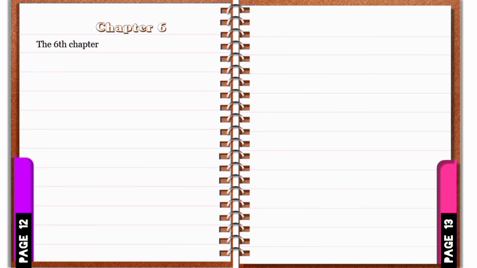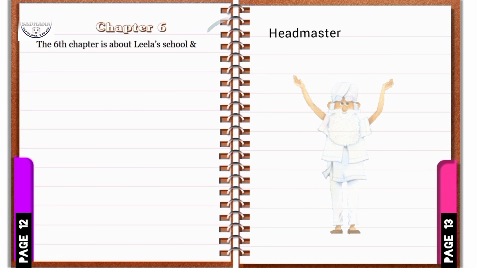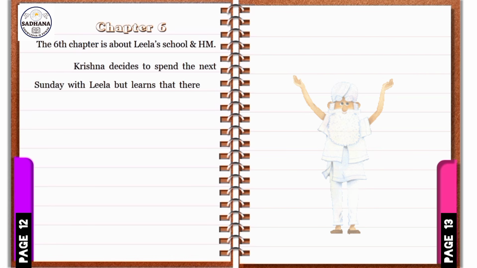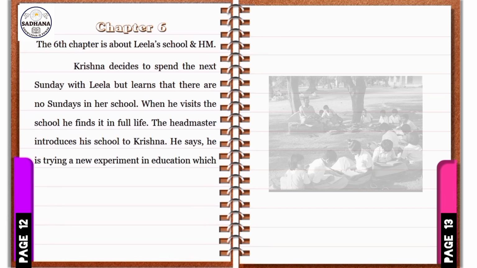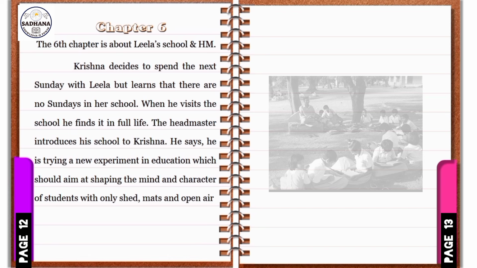Chapter 6. The sixth chapter is about Leela's school and Hum. Krishna decides to spend the next Sunday with Leela but learns that there are no Sundays in her school. When he visits the school he finds it in full life. The headmaster introduces his school to Krishna. He says he is trying a new experiment in education which should aim at shaping the mind and character of students with only sheds, mats and open air.